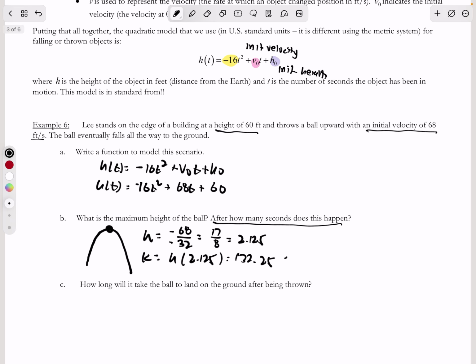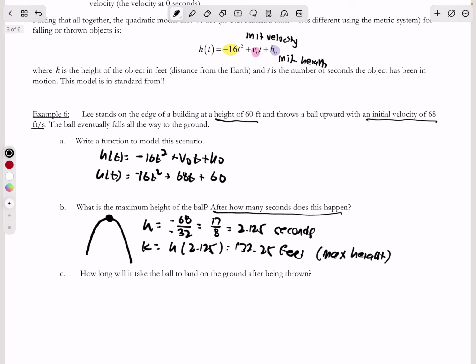So, answer them in reverse. What's the maximum height? It's 132.25. When does it happen? After 2.125 seconds. Sorry for the delay there. I should have had my phone with me the whole time.